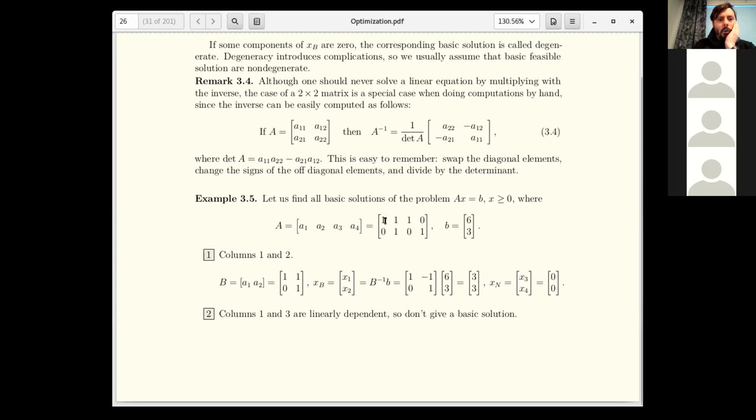So basically there are four columns and 2 rows. So if there are n columns and m rows, can you tell me how many different possible basic solutions there are? How many different ways are there to try to find the basic solution if you have n columns and m rows? Can you already see how many different basic solutions there are? Anyone can answer.